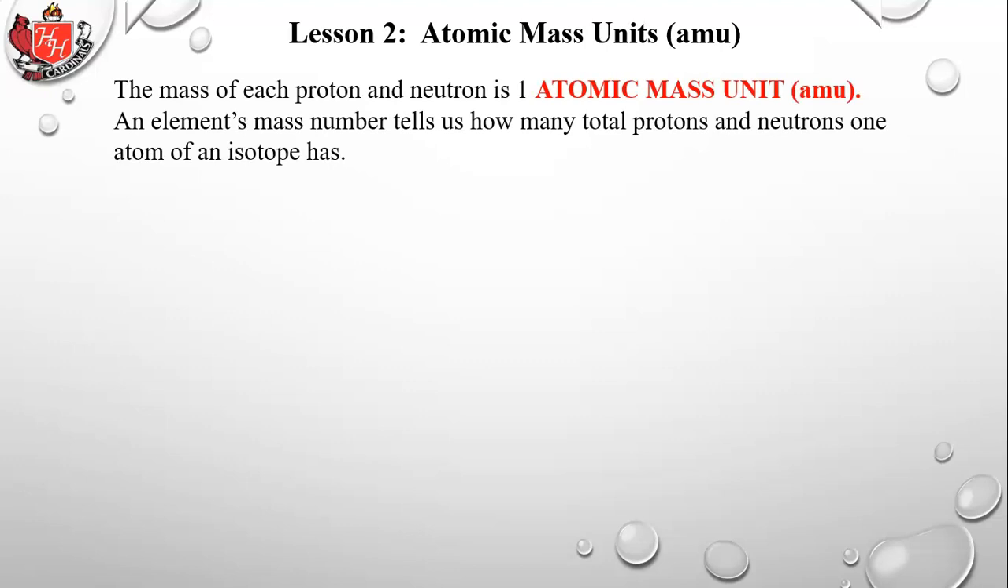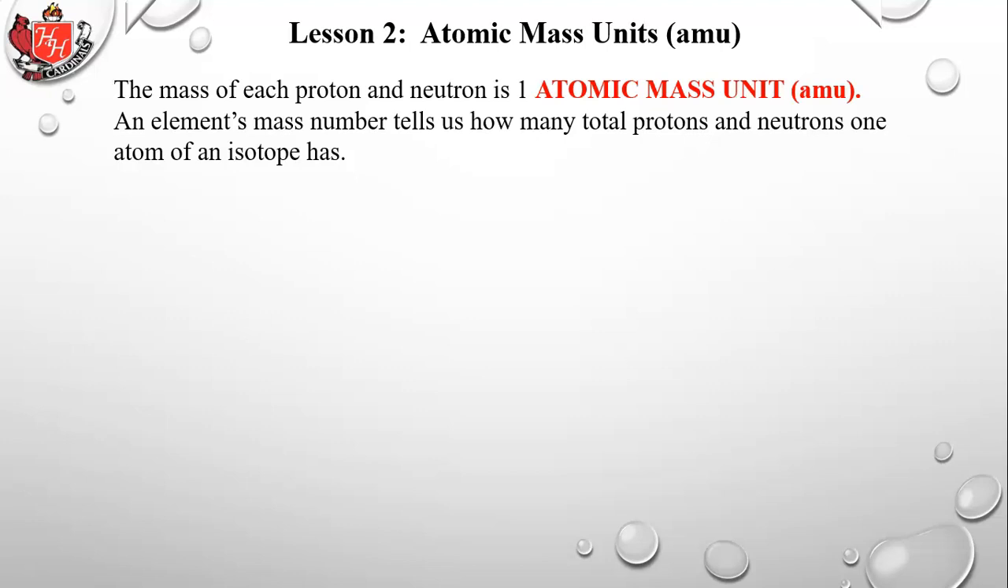Atomic mass unit. So the mass of each proton and neutron is 1 atomic mass unit, which is abbreviated AMU. It's not said AMU, it's just abbreviated AMU. So scientists just decided that they would define an atomic mass unit as the mass of a single proton or a single neutron because both a proton and a neutron have the same mass.